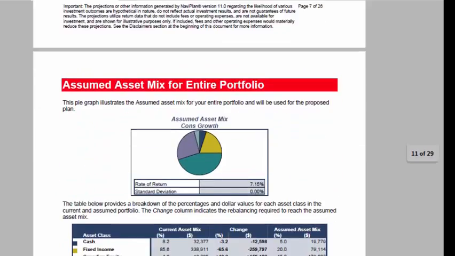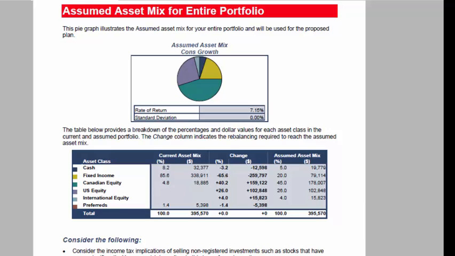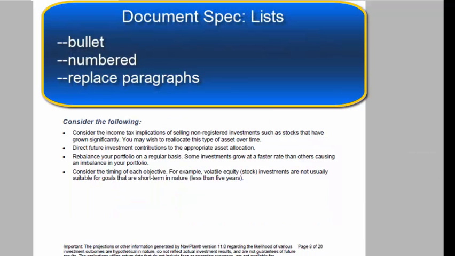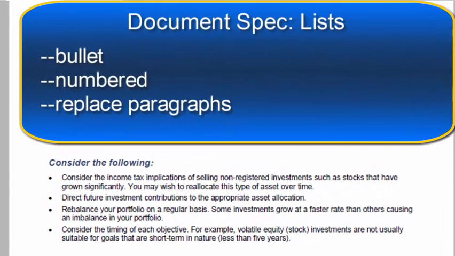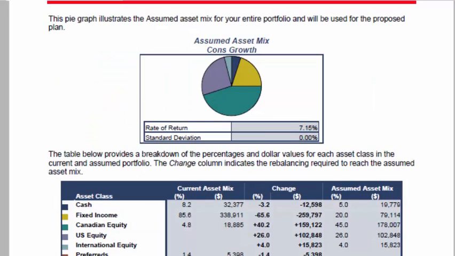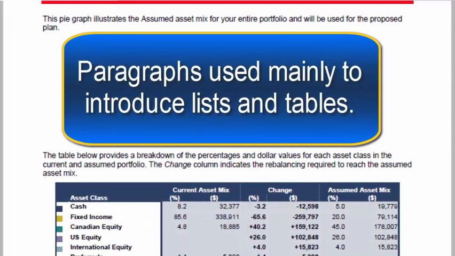Now there's another important feature in this document, and that is the use of bullet lists instead of paragraphs. Look on the page Assumed Asset Mix for Entire Portfolio. Look at Consider the Following. This is where the author is making 4 points. Each main point is put in a separate bullet instead of run together as sentences into a paragraph. This is very typical of business writing. In other words, avoid paragraphs except to introduce material, as you see on this Assumed Asset Mix page.